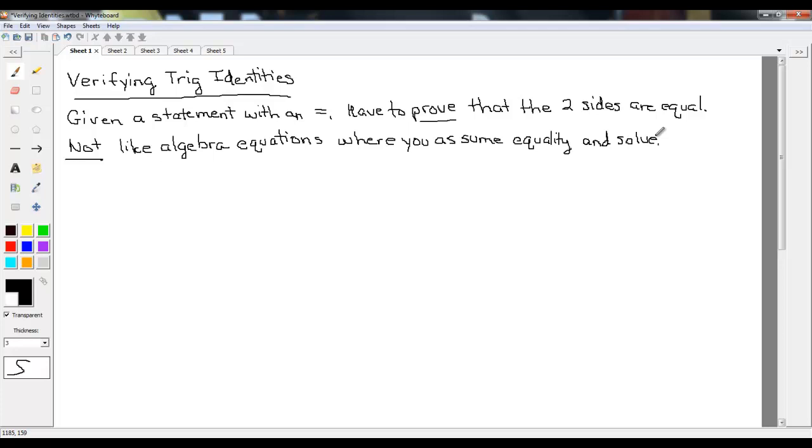You don't know that the two sides are equal, so you have to prove that they are, and that's what is meant by verifying the identity. And once you've proven it, then you can use it from then on.